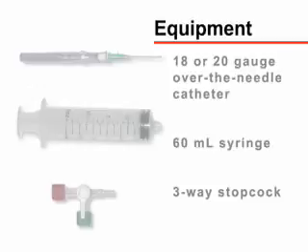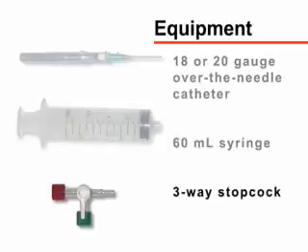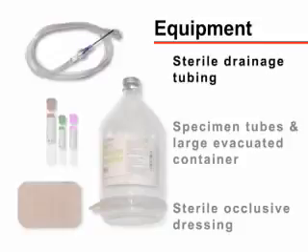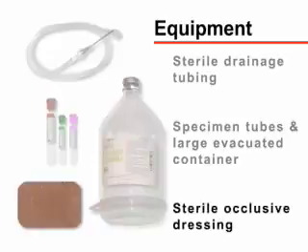For the collection of pleural fluid, you will need an 18 to 20 gauge over-the-needle catheter, a 60 milliliter syringe, and a 3-way stopcock. You will also need sterile drainage tubing, specimen tubes and a large evacuated container, and a sterile occlusive dressing.